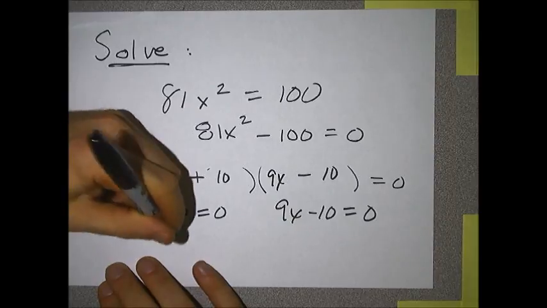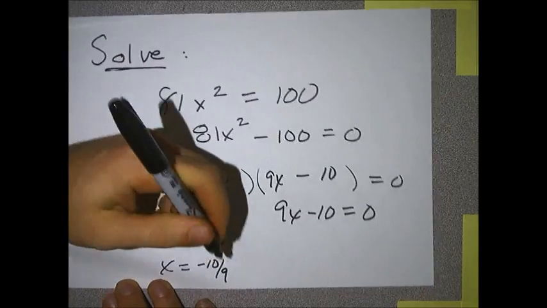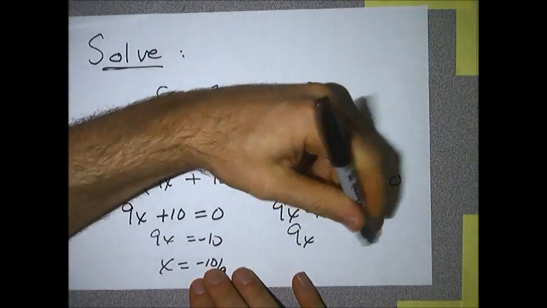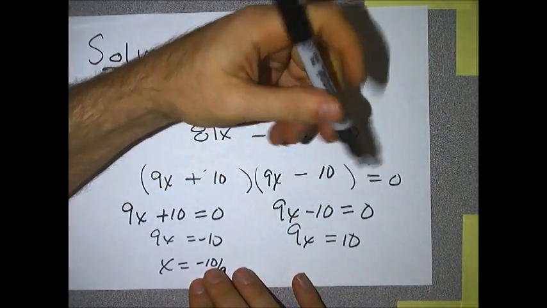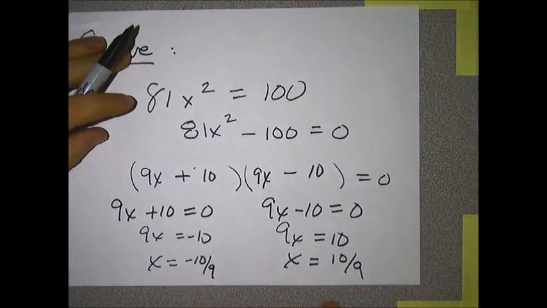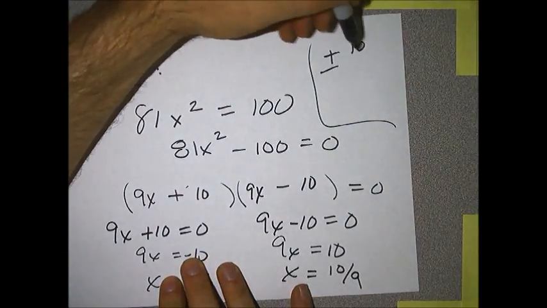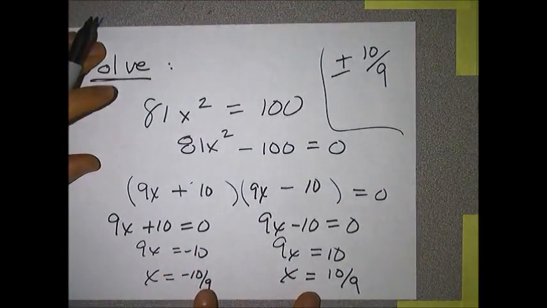So this is going to be 9x is equal to negative 10. X is equal to negative 10 over 9. On the other side, 9x is equal to positive 10. X is equal to positive 10 over 9. So you have plus and minus 10 over 9. If you want, you can write that as plus or minus 10 over 9, or you could write them individually.